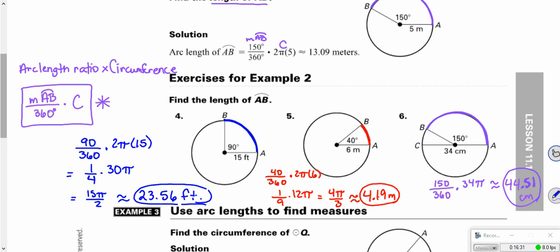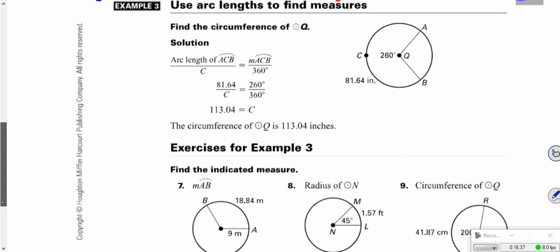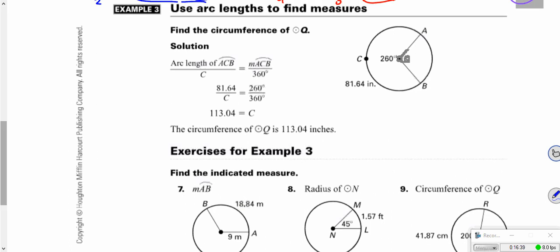Now we can use proportions to solve some of these others. So look at example 3 here. It says find the circumference of circle Q. Now, here is how the proportion is set up. Arc length over circumference equals measure of the arc over 360.